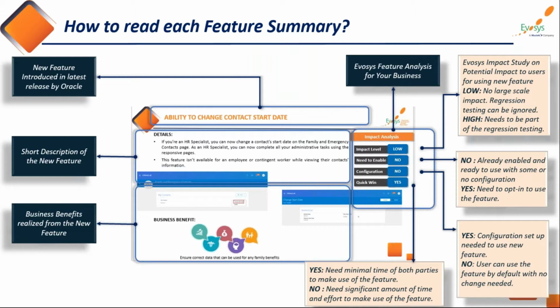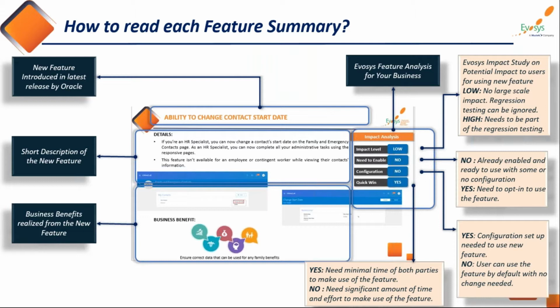But then we also have business benefits. So we'll talk about why you might want to take advantage of it, what it might do for your organization. And certainly we can talk about that further if there's questions on the benefits or how it would benefit your business. On the right side of the slide, we have our impact analysis. So we've summarized it for you in a quick, easy to read format so you can quickly assess what that feature means to you.